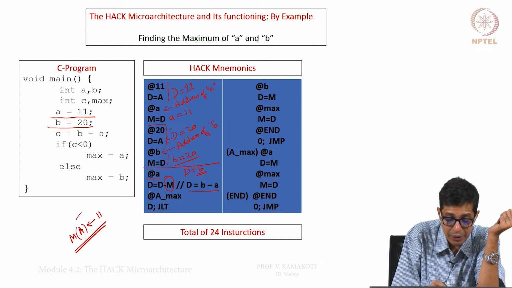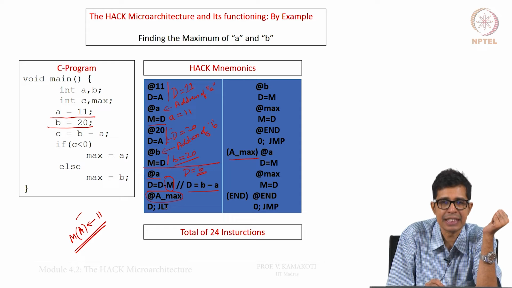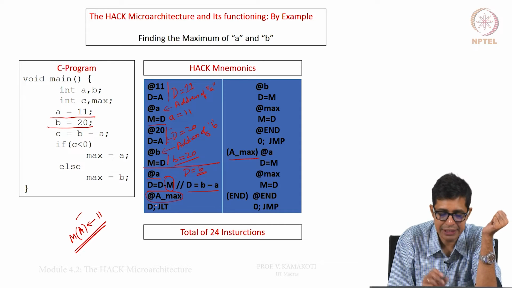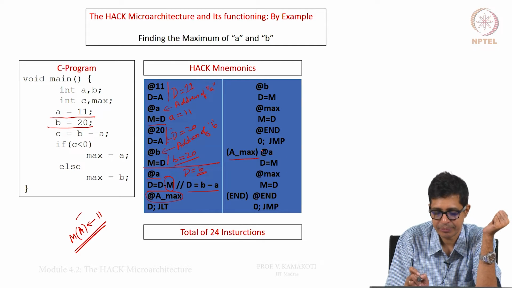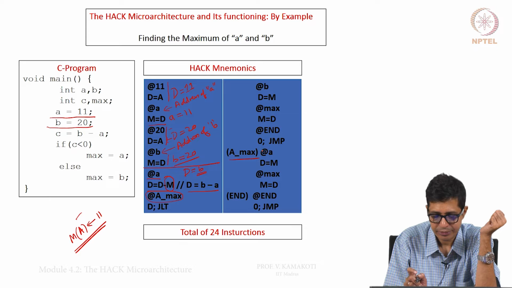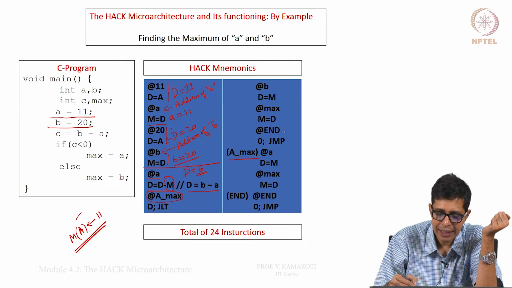Now I am putting a label at A max. The label here is A max. Now D JLT: if D is currently storing B minus A, this JLT essentially says that if the result is less than 0, take a jump. So if B minus A is less than 0, that is C is less than 0, I go to A max. Otherwise I start doing these set of instructions.